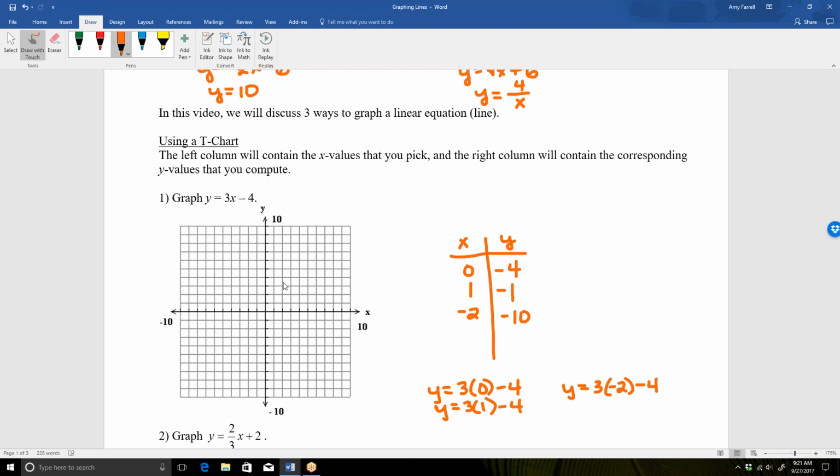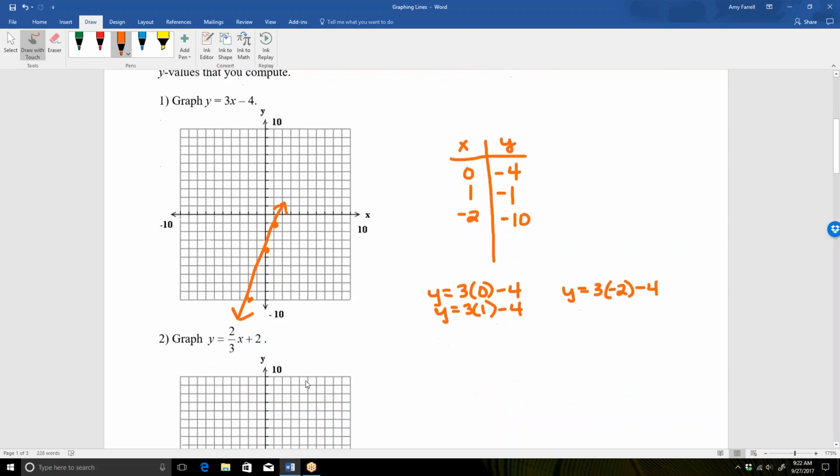Now I'm going to plot my points on my coordinate plane over here. 0, -4 is right here. 1, -1 is right here. -2, -10 is all the way down here. And it does look like my points lie in a straight line, so that's a good sign that my math is good. And then, oh goodness, hopefully you can draw straighter lines than I can. So that would be the graph of y equals 3x minus 4.